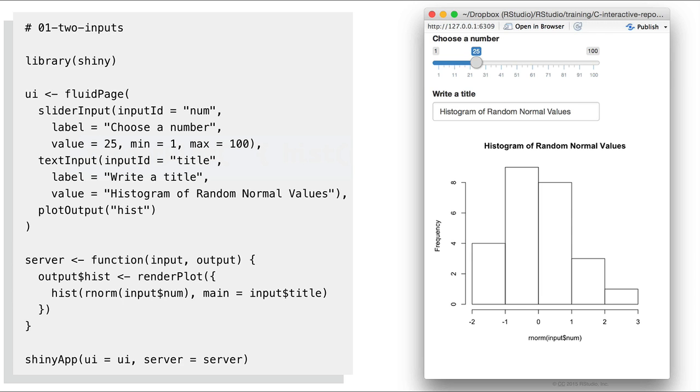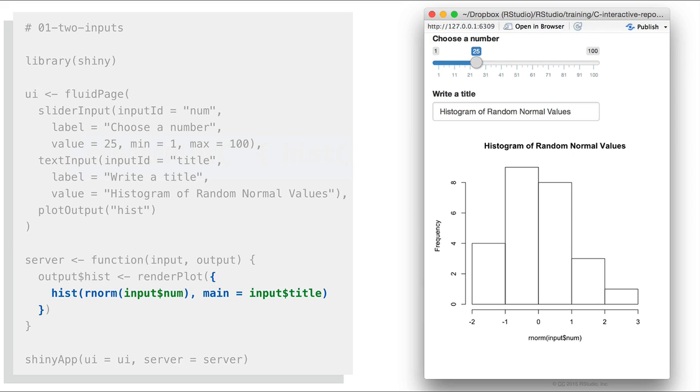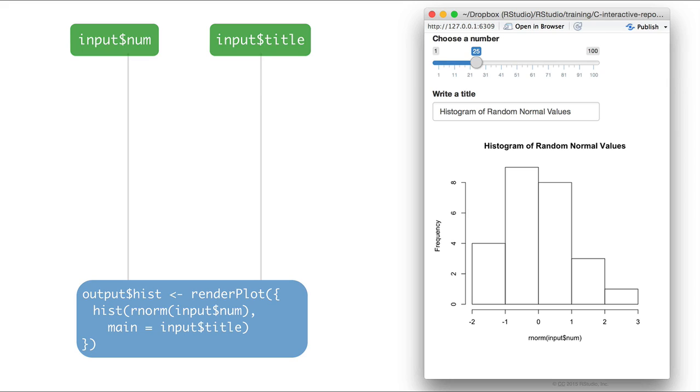In the downloads for today, there's several R scripts. This is the first one. It just creates a simple app that has 2 input objects, a slider and a text field where you can write a title. And then it uses those to make a histogram. One thing you'll notice is that the histogram uses both of the input objects. So it uses 2 input objects to do its job. You can visualize the app like this. Here's our 2 input reactive values. And here's the observer object created by renderPlot and saved to output$hist.